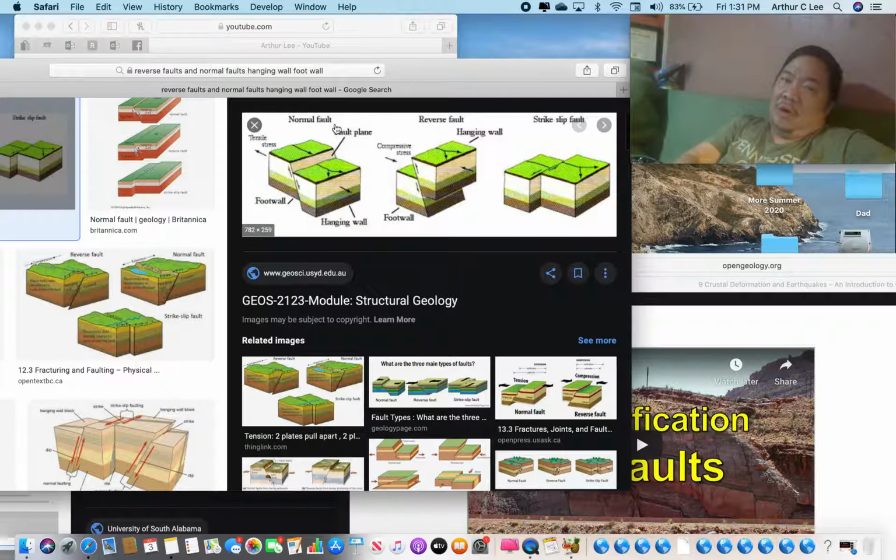When you have normal faults, the hanging wall moves down, and normal faults are caused by tensional stress, where you pull the rocks apart.